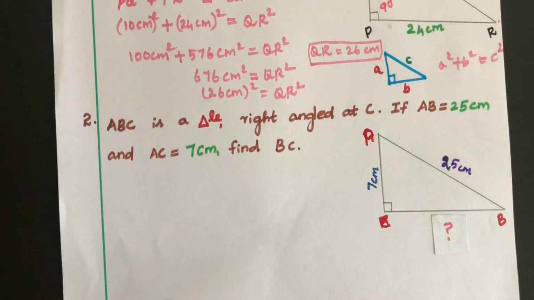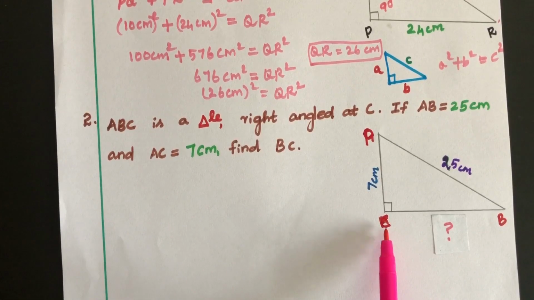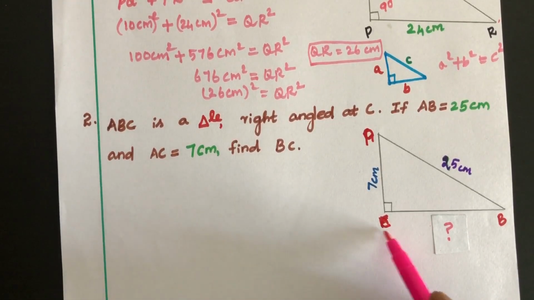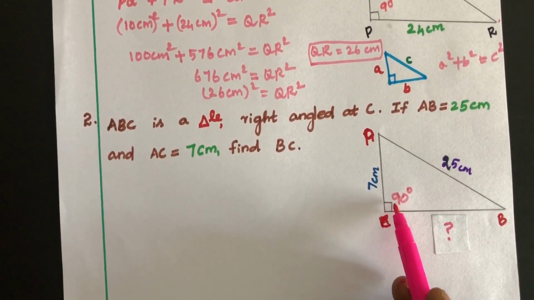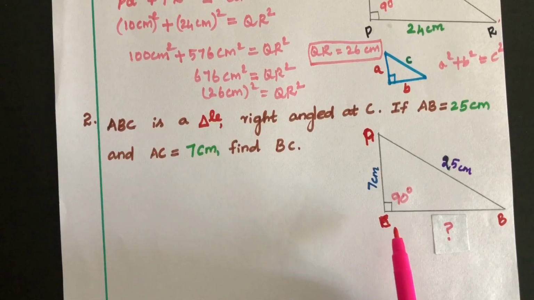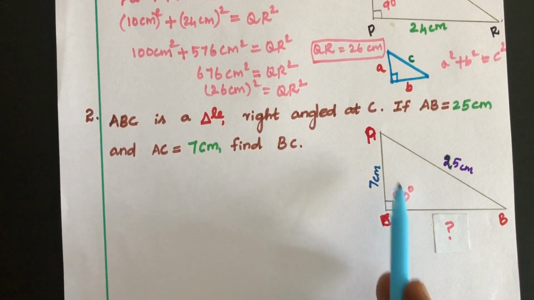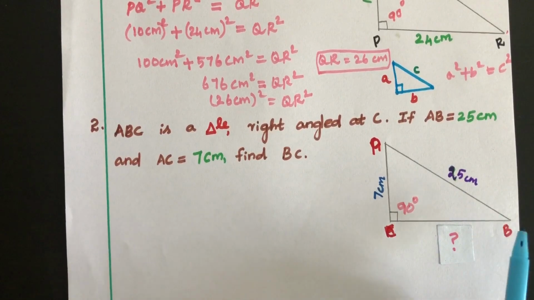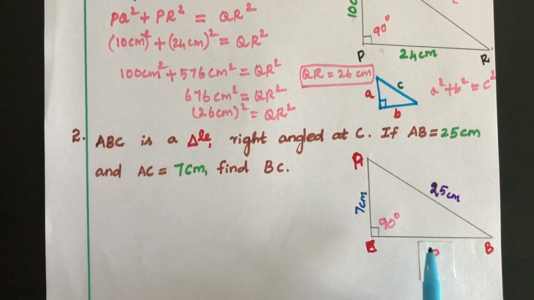Next question. ABC is a triangle, right angled at C. See here, C is here only where it is right angled. So C will come here. Here only the right angle forms, so 90 degree. Right angled at C. This is the key point. You need to always have it in mind. If AB is equal to 25 centimeter, that means the hypotenuse, and AC is equal to 7 centimeter. Now the question is to find BC. This is what we are going to find.